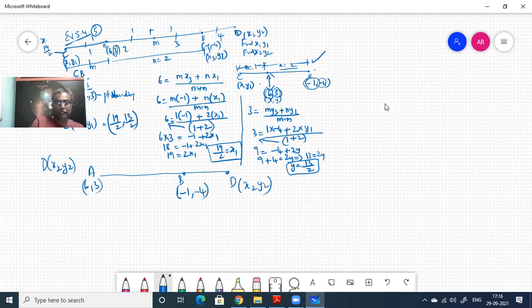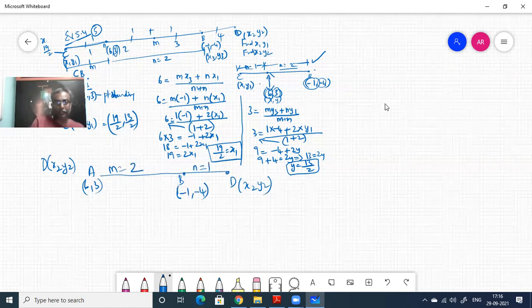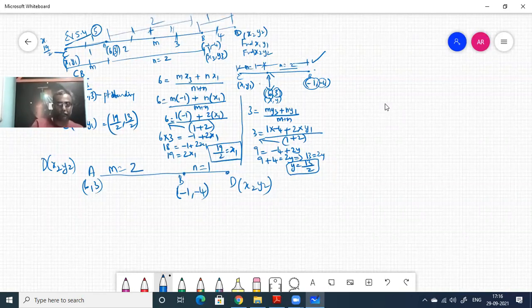Now here, this is in the ratio of 2. M is in the ratio of 2. N is in the ratio of 1. All right, because see, this is only 1 time. This is 2 times. You understand? Okay, like that you take. Now you substitute the values.